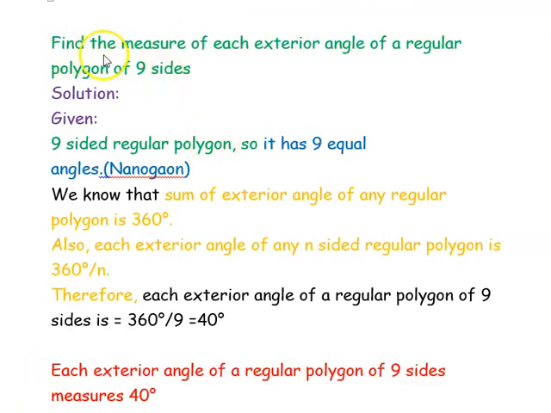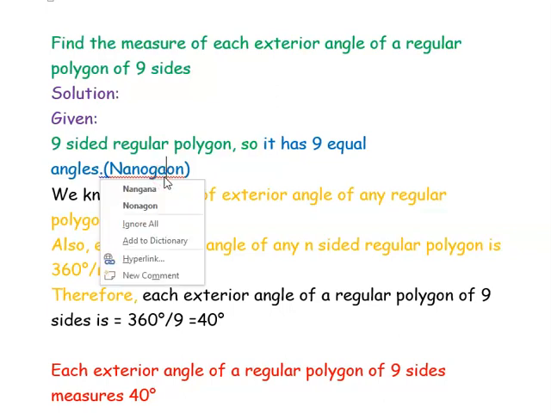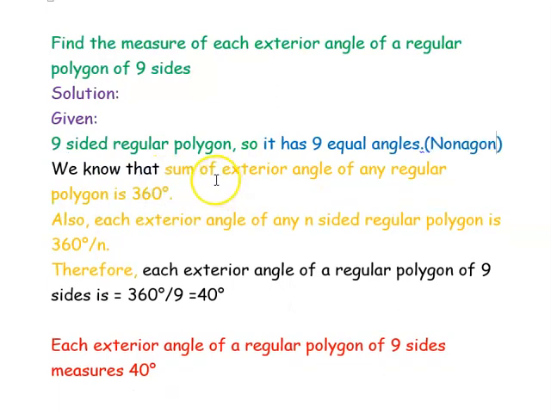Next question: find the measure of each exterior angle of a regular polygon of 9 sides. Solution: the given question asks us to find each exterior angle of a regular polygon, and it is a 9-sided regular polygon. If it is a regular polygon, we know that all the 9 sides have equal length and it also has 9 angles which have equal measure. A 9-sided figure we call a nonagon.